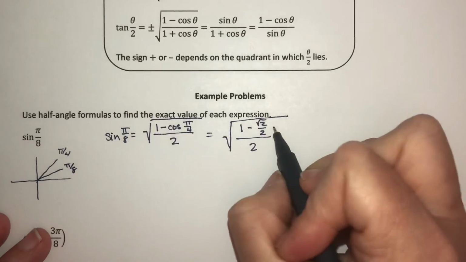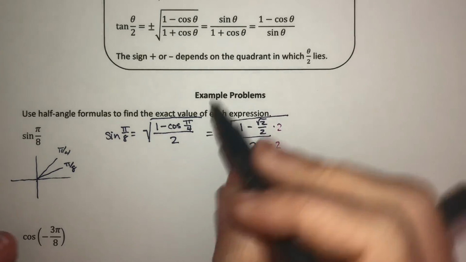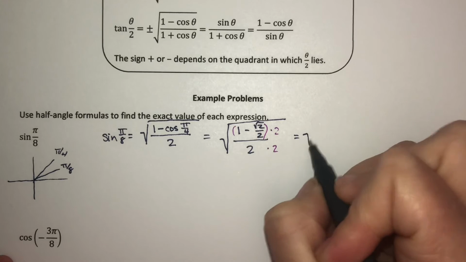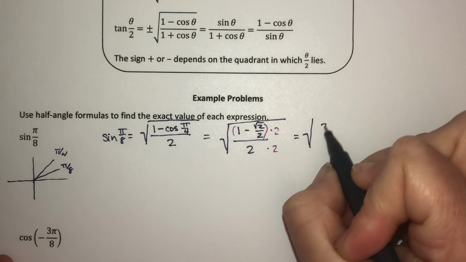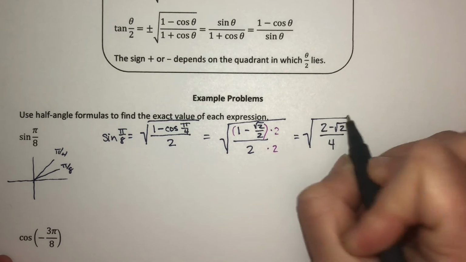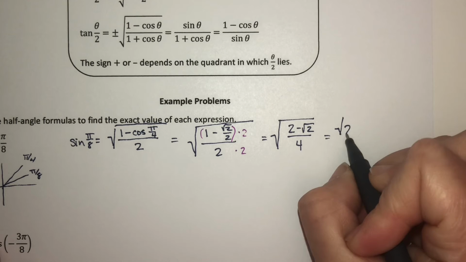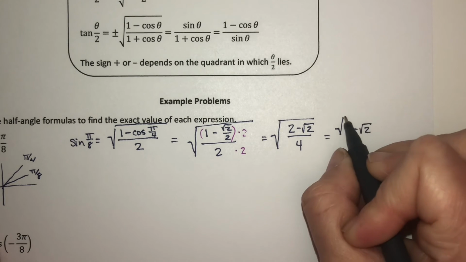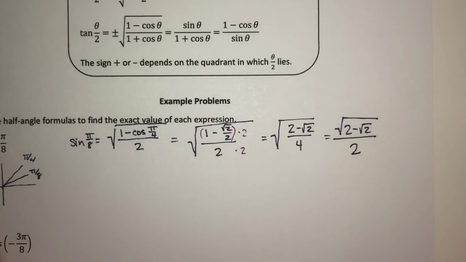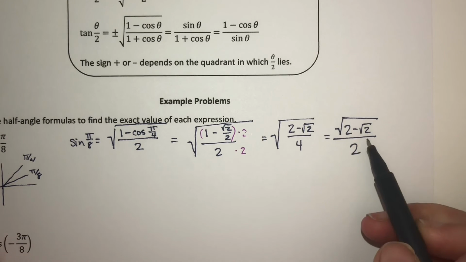Now if I multiply top and bottom in here by a 2, multiplying this whole thing, you get the square root of 2 minus the square root of 2 over 4. And this is the square root of 2 minus the square root of 2 over 2. You will have nested square roots a lot.